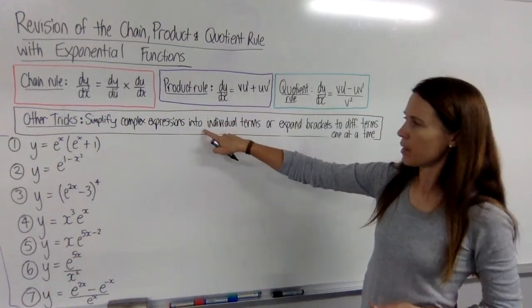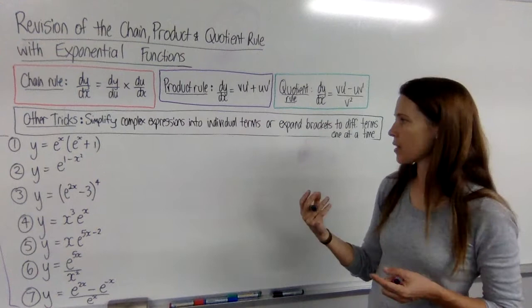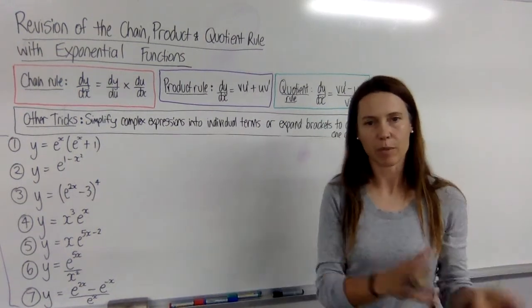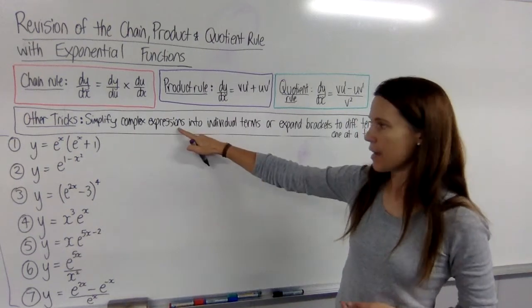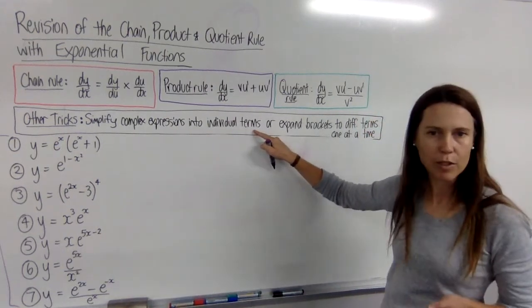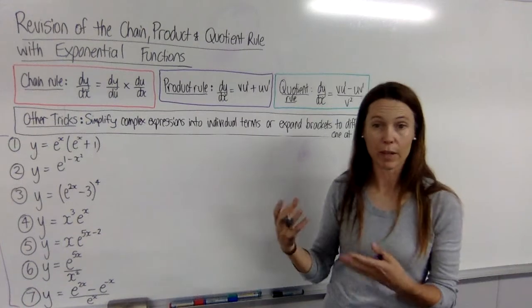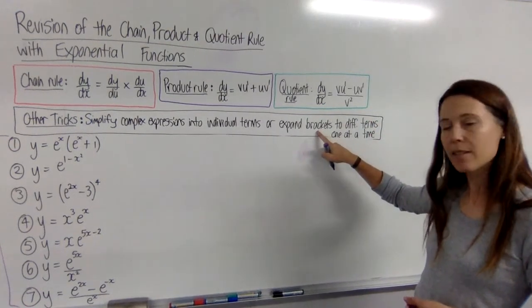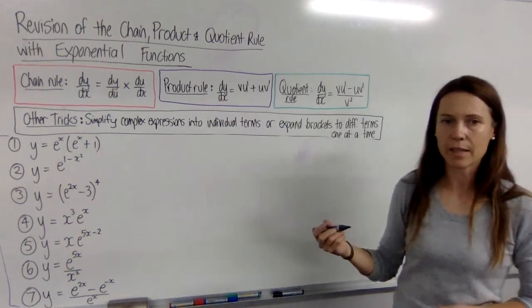Now, bear in mind some other tricks. If you've got a complex expression, you can simplify it a lot of the time, which makes your work easier when you come to differentiate it. So if you can simplify something to get it down to individual terms that can be differentiated one at a time, that's fantastic. You might even want to expand brackets, whatever looks the quickest and the easiest.